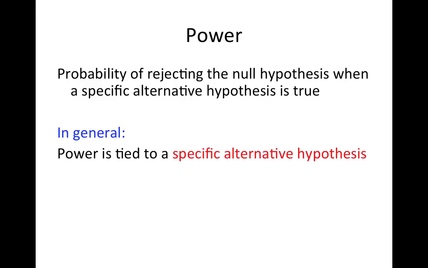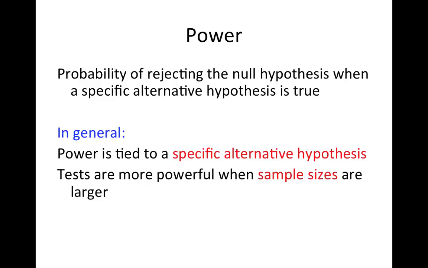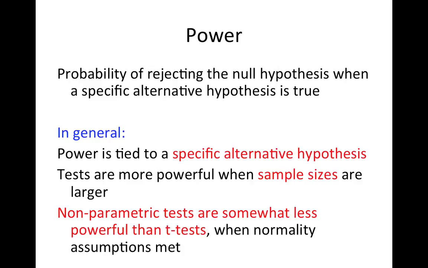The test will be more powerful if the difference in men and women's heights is 6 inches than if the difference is 0.003. I'm less likely to be able to reject the null hypothesis if the difference is tiny than if it's large. So power is tied to some specific alternative hypothesis. Tests are more powerful when the sample sizes are larger. This should be intuitive. The more data you collect, the higher the chance that your test will correctly notice that the null hypothesis is false.